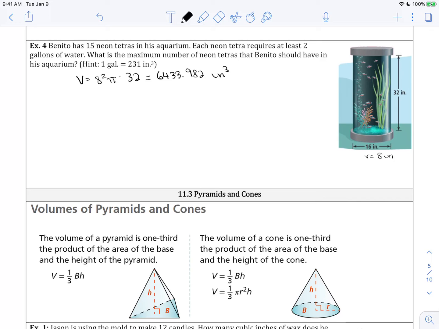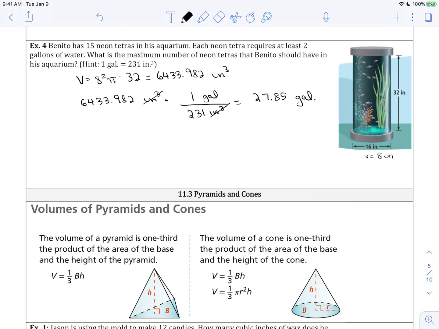Okay. Now, it talks about how many tetras per gallon. So we want to change this to gallons. So to do that, I would take this 6,433.982 cubic inches, and I'm going to multiply that by 1 gallon over 231 cubic inches to cancel out the inches, right? Which is the same as dividing by 231, which gets me 27.85 gallons. So the aquarium holds 27.85 gallons.